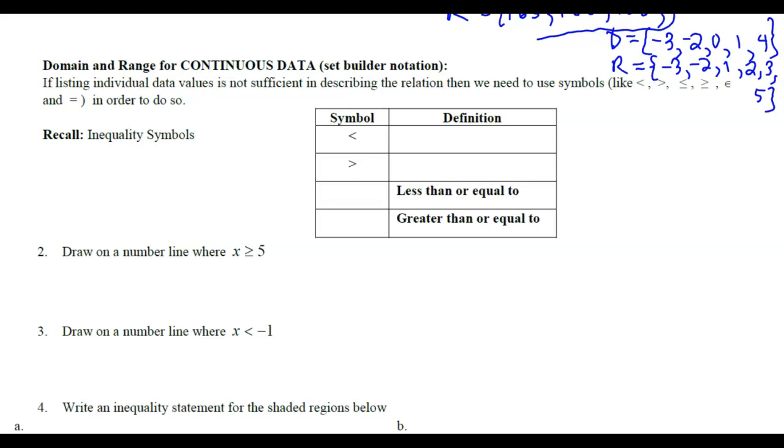We need to remember our inequality signs. So this sign here without the line underneath means it's just less than, rather than down on the third row, which would be less than or equal to with the line underneath. If it doesn't have that line underneath, it doesn't include it. The other one is greater than.